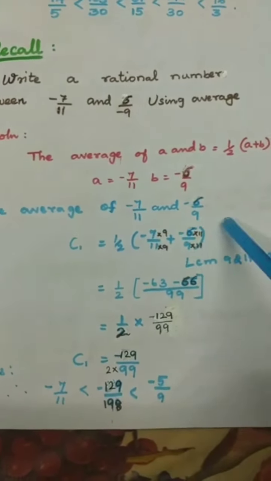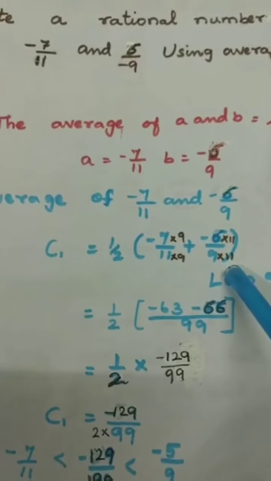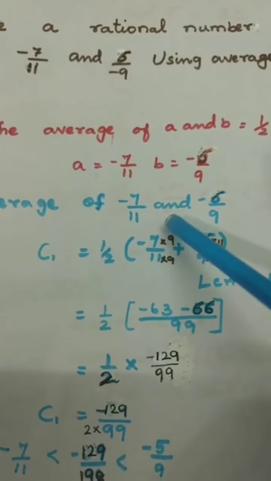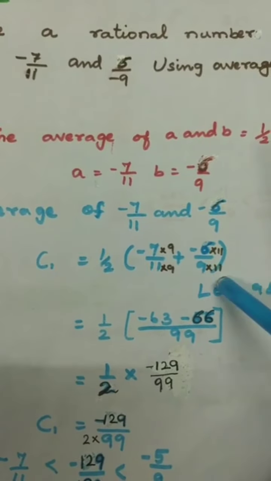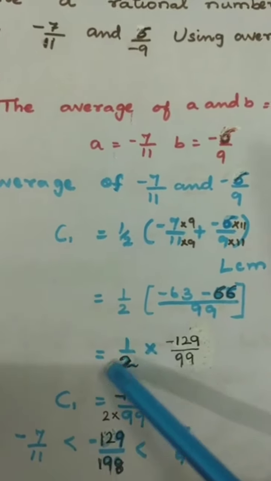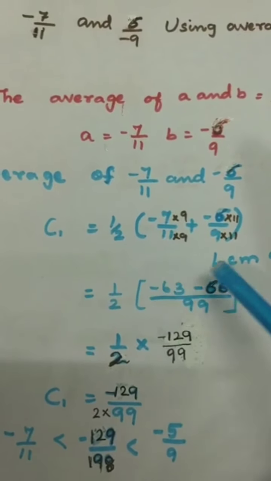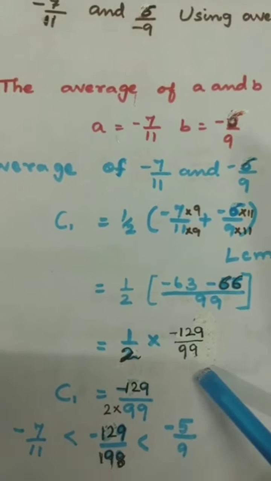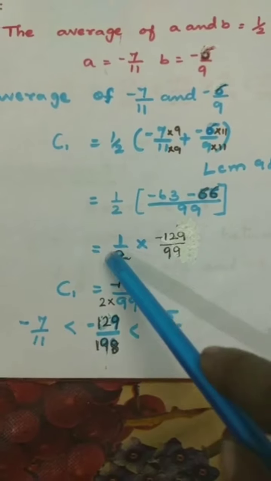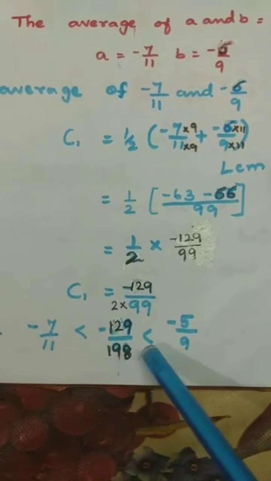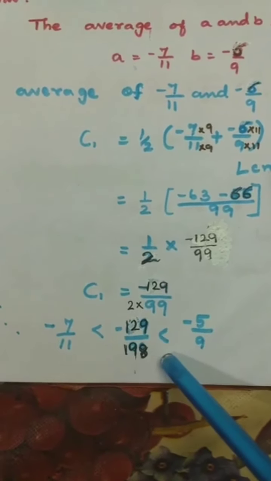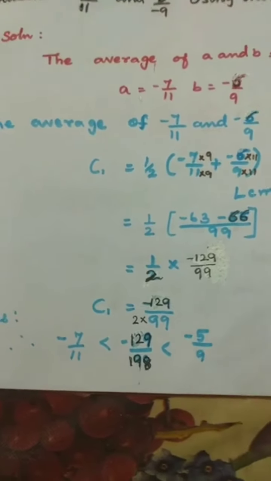The average of minus 7 by 11 and minus 5 by 9. Here the denominators are different, so we have to make the denominators the same. After that only we can add. So 11 9s are 99, 9 11s are 99. So minus 63 minus 66. Then 1 by 2 into minus 129. After adding these two, minus 129 by 99 will come. So C1 is equal to minus 129 by 99 into 2, 198. So minus 7 by 11 is less than minus 129 by 198 less than minus 5 by 9.